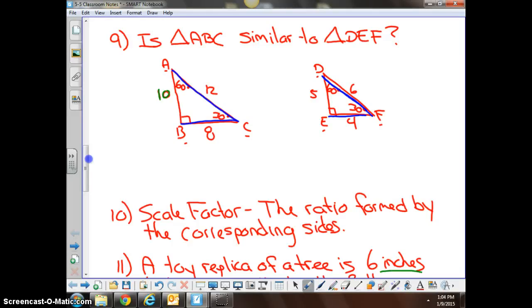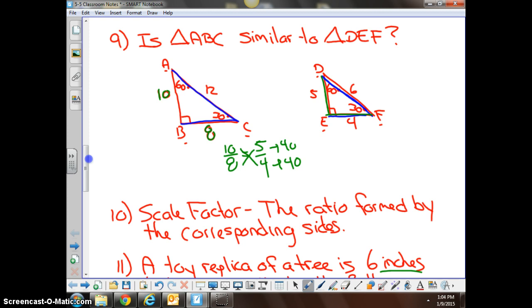So I'm going to take side length AB and put it over side length BC for my first test, and I'm going to compare it to side length DE over side length EF, because they are in corresponding positions, at least those measurements are. And I'm going to cross multiply. I get 40. I'm going to cross multiply. I get 40, and I know that those two sides match up.